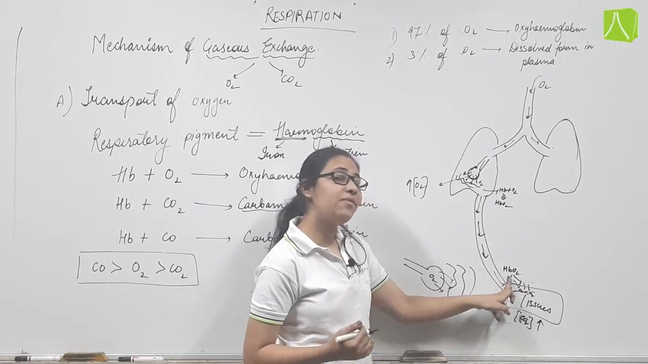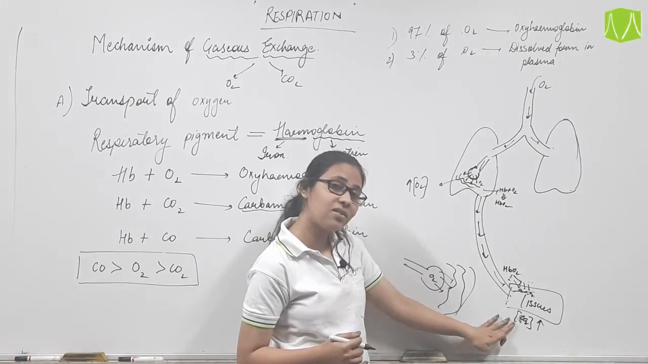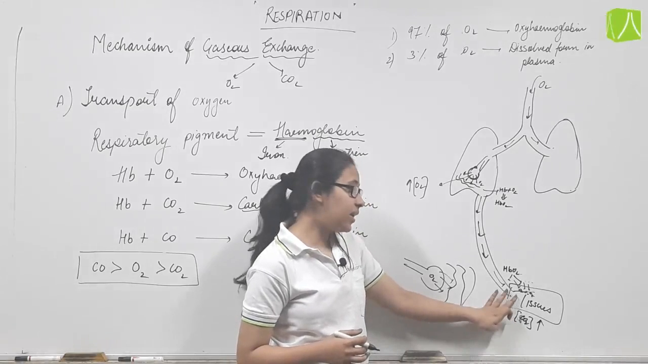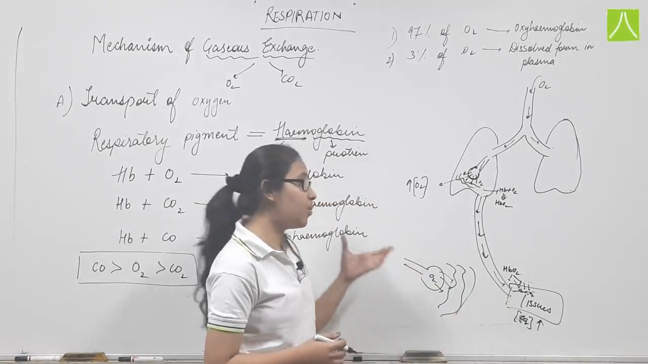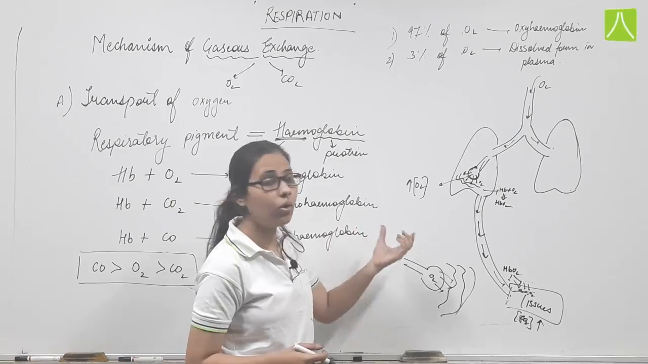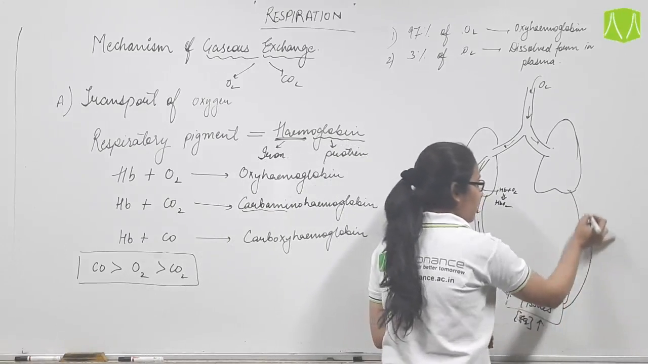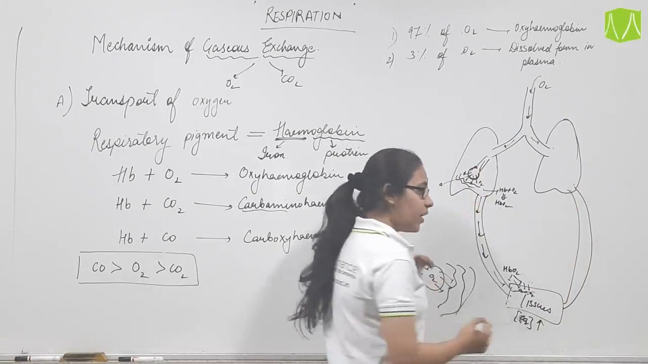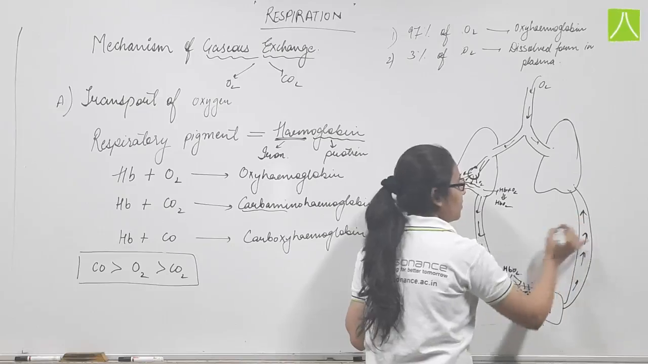The hemoglobin which is left after the dissociation shows affinity towards CO2, because the concentration of CO2 is high at the target site, and after binding with the CO2, it forms carbaminohemoglobin. Now this carbaminohemoglobin again travels through blood vessels and reaches up to the lungs.